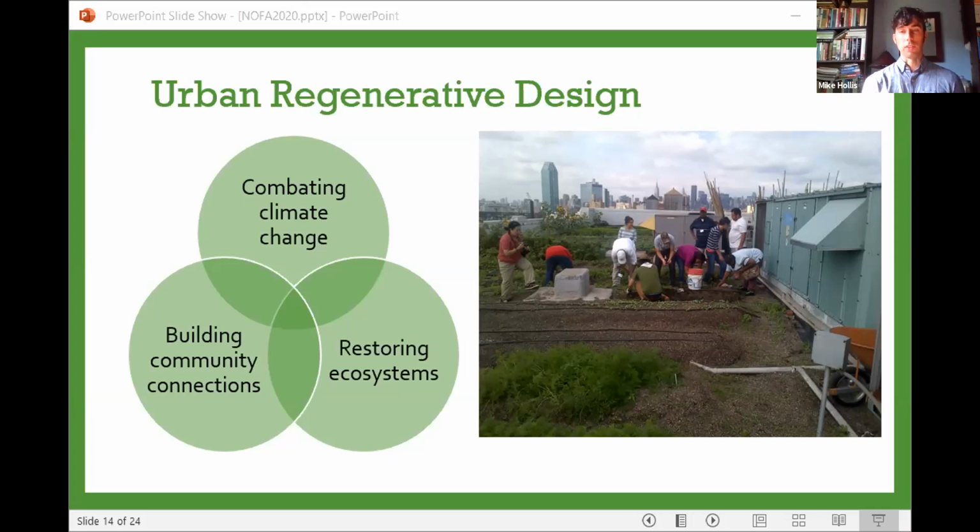Two, looking at restoring ecosystems. I mentioned things like the loss of flora, the loss of wetlands, and a lot of the ecosystem pressures that those are creating. So again, this is moving beyond sustainability, beyond just the preservation of green and open space, and actually rebuilding degraded ecosystems within urban areas like New York City. And then finally, the community aspect of this, building community connections.